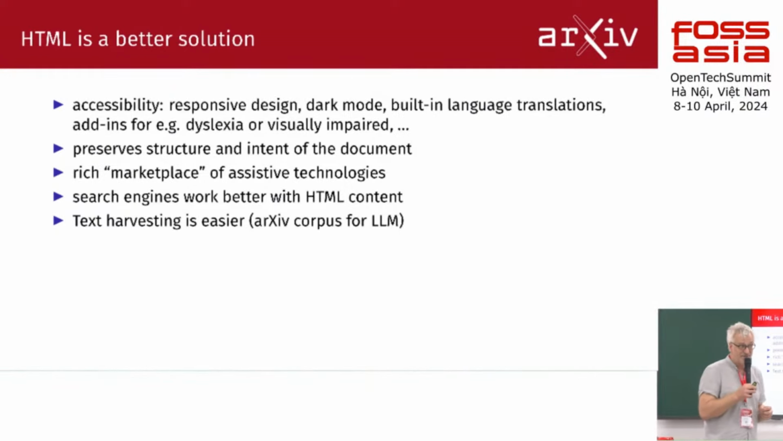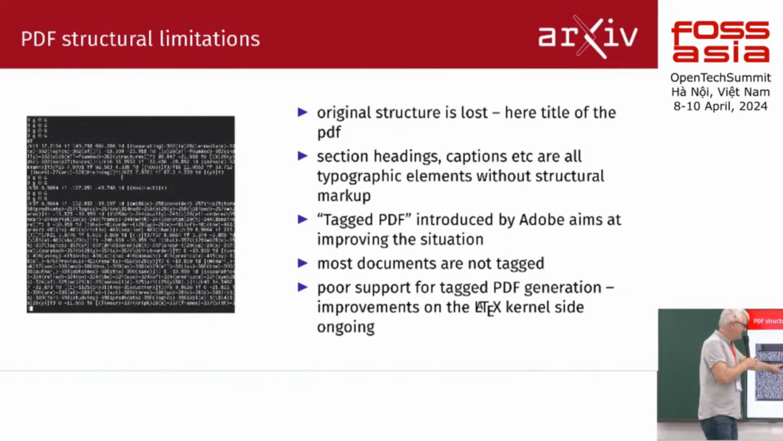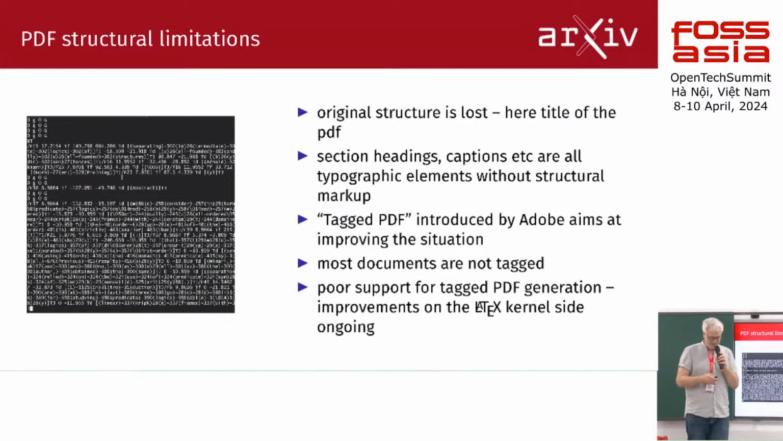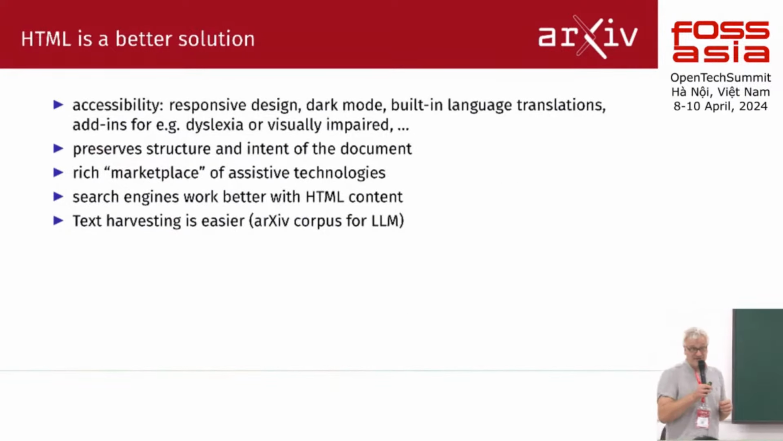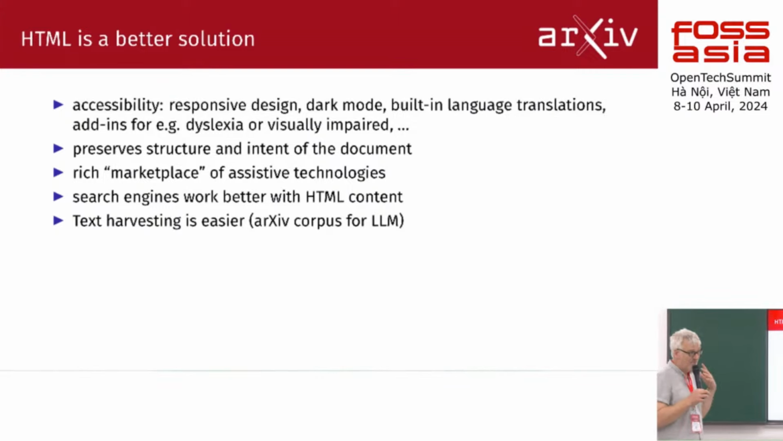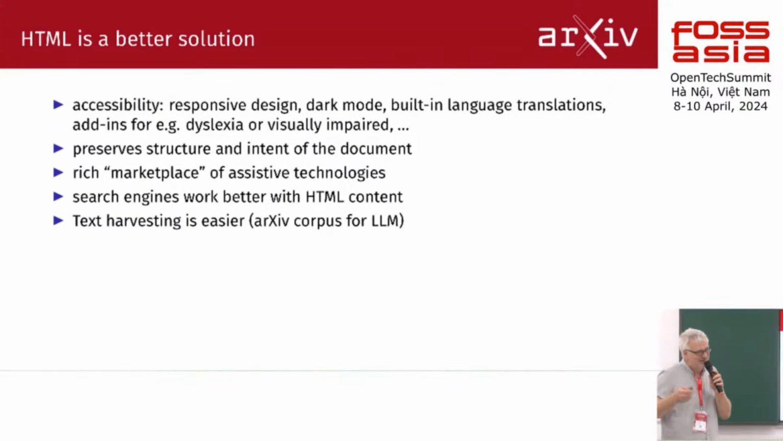Extraction of text from PDF. Again, if you look back at this, extraction of text from here is a bit more complicated because sometimes words are split up. You need to halfway interpret this. And text harvesting is all much easier. Just to give you an idea, the arXiv corpus is part of practically every LLM that is trained because it's open, so everyone has access.